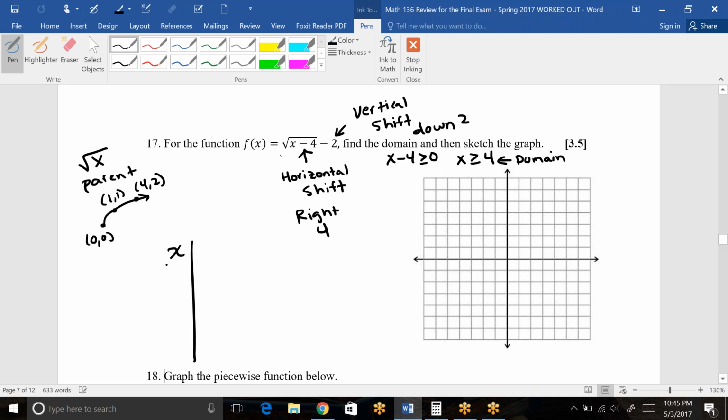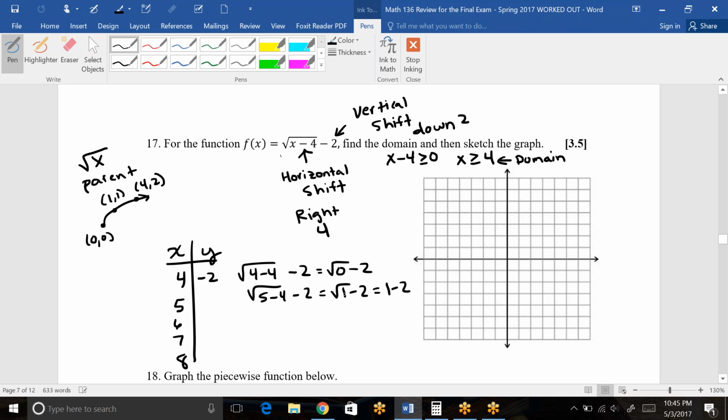If you have your domain, you can just do a table. You want to pick 4 and anything bigger than 4. So 5, 6, 7, 8. Plug those in. So square root of 4 minus 4, and then minus 2. So that's square root of 0 minus 2. So that's just going to be -2. 5 minus 4 minus 2 would be square root of 1 minus 2. So that's 1 minus 2, or -1.